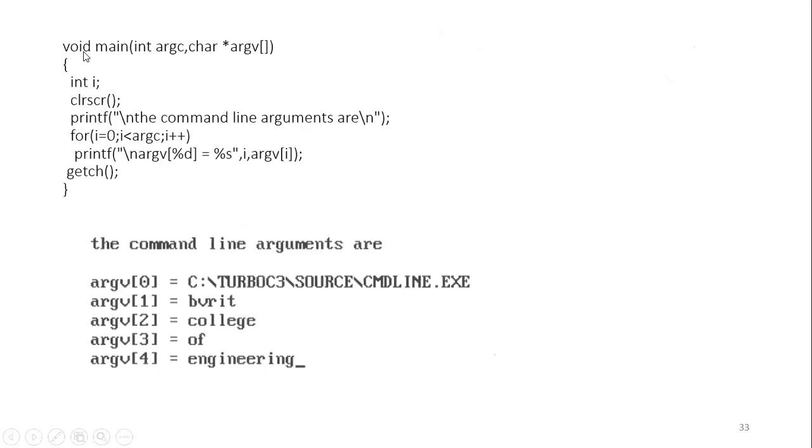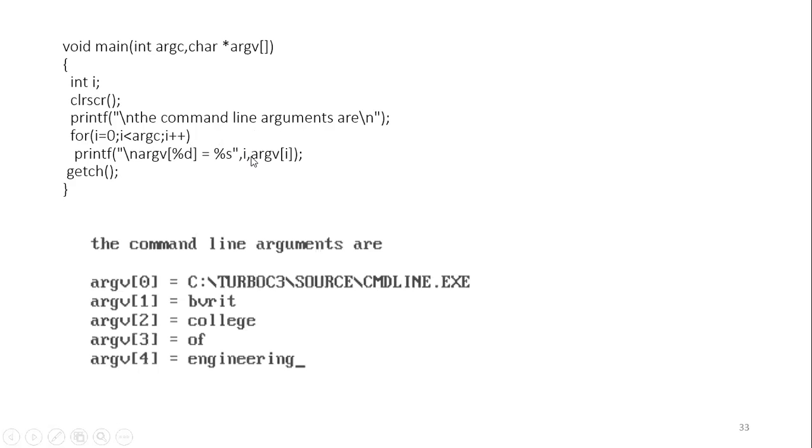Here the return type I have used is void main, int argc, char star argv of. argc is of integer type. argv is an array of character pointers. int i is a variable. Here I am displaying the command line arguments. For i equal to 0, i less than argc, i plus plus. Now I am printing the command line values. argv of i. What is i? i is 0 here. Initially the i value is 0.